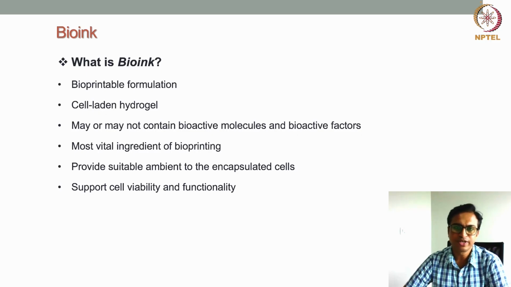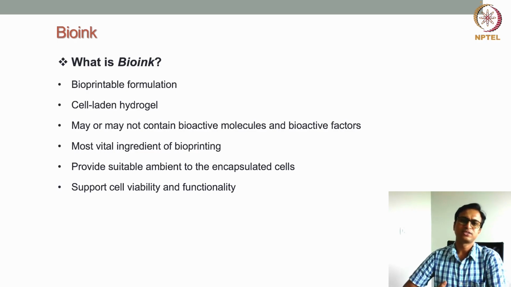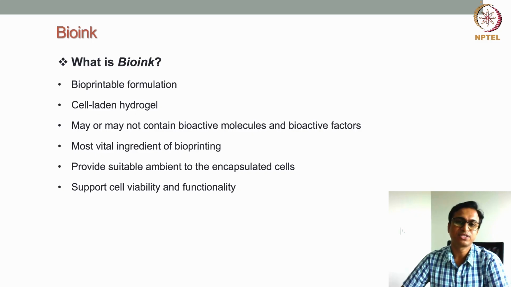So this is the most vital ingredient, as you must have understood, that for bioprinting we need bioinks, and most of the time these bioinks are very specific for particular applications. For a particular target tissue we use that tissue specific bioink, a specific bioink that supports the growth or function of that particular cell type or different types of cells to develop a certain tissue structure, right?